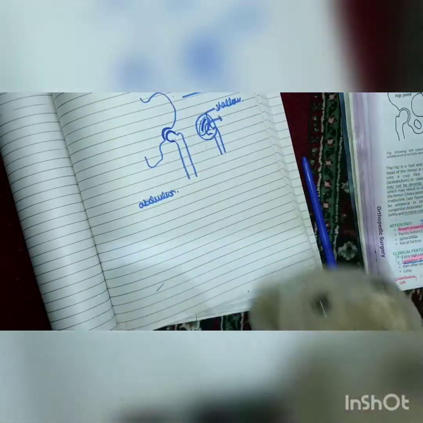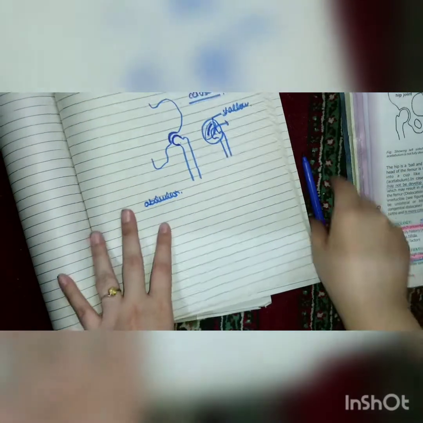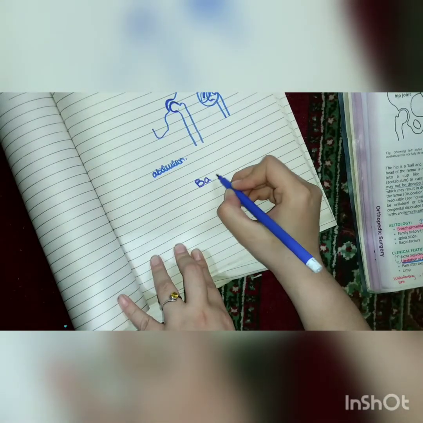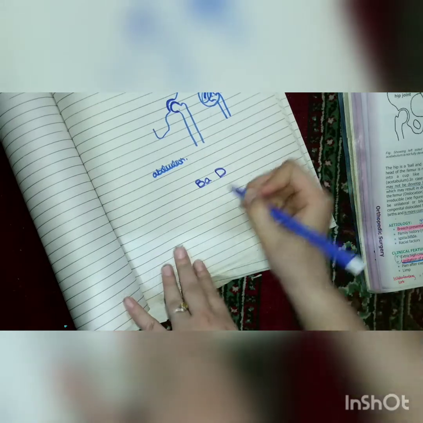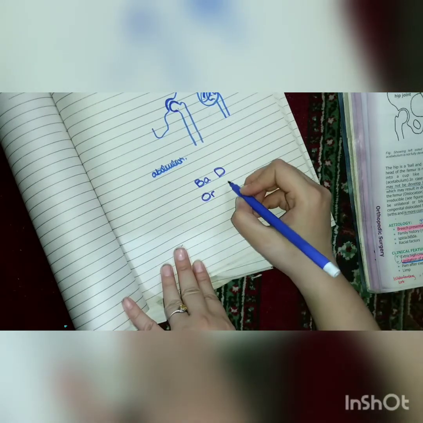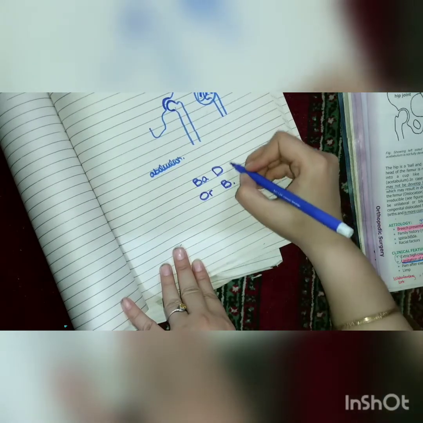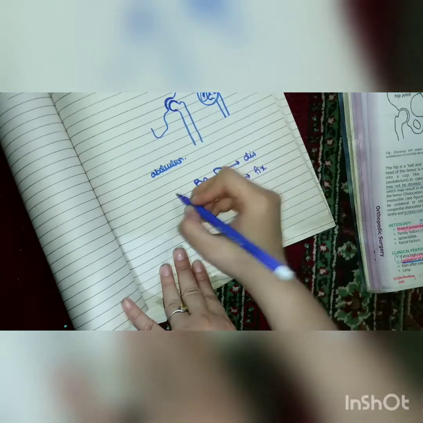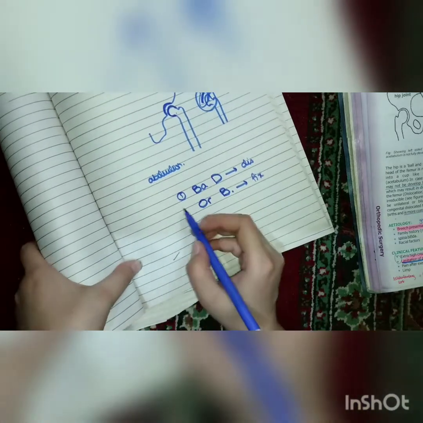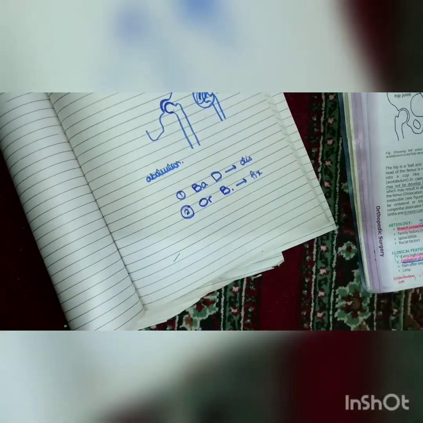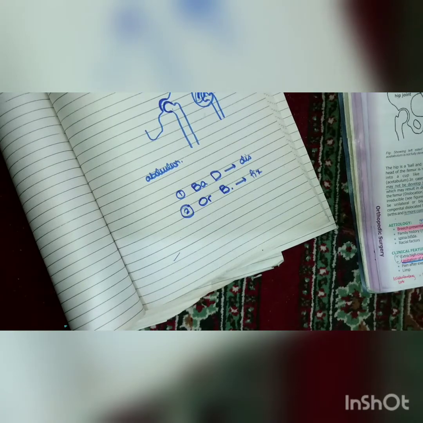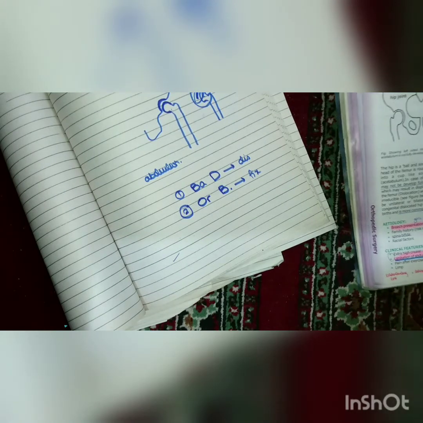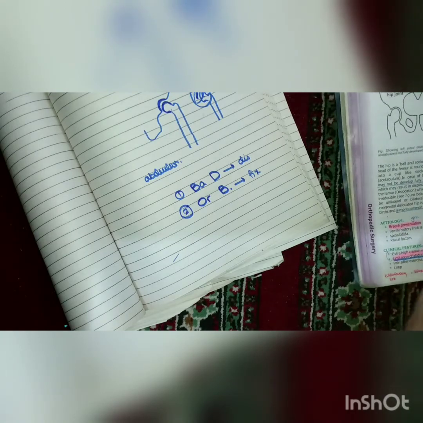So Barlow is when you do adduction. I'm just going to write it down. Barlow is when you do adduction, and Ortolani is when you do abduction. This is when you dislocate, and this is when you fix it back. So first you do this, then you do Ortolani. This two-step procedure is basically the test that you are going to do in a neonatal examination. Okay, this is performed. Now what else is going to be there?